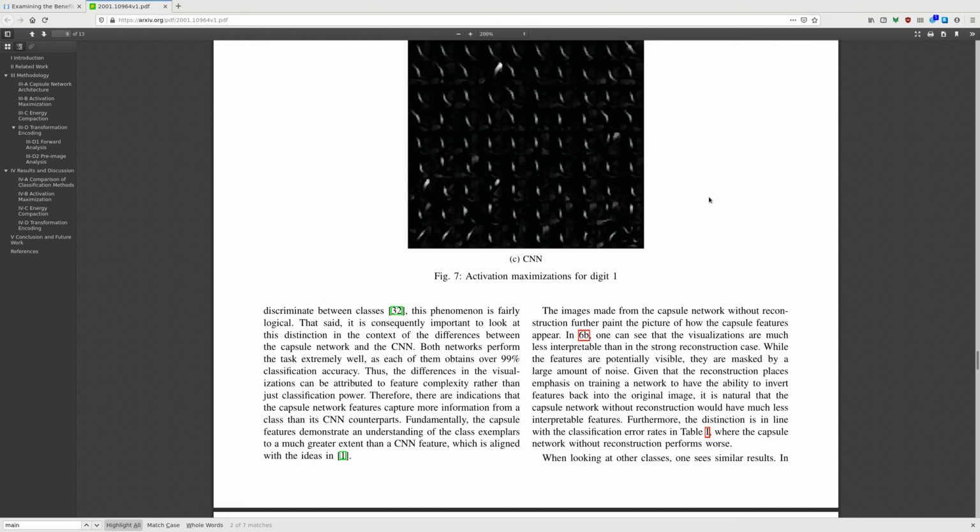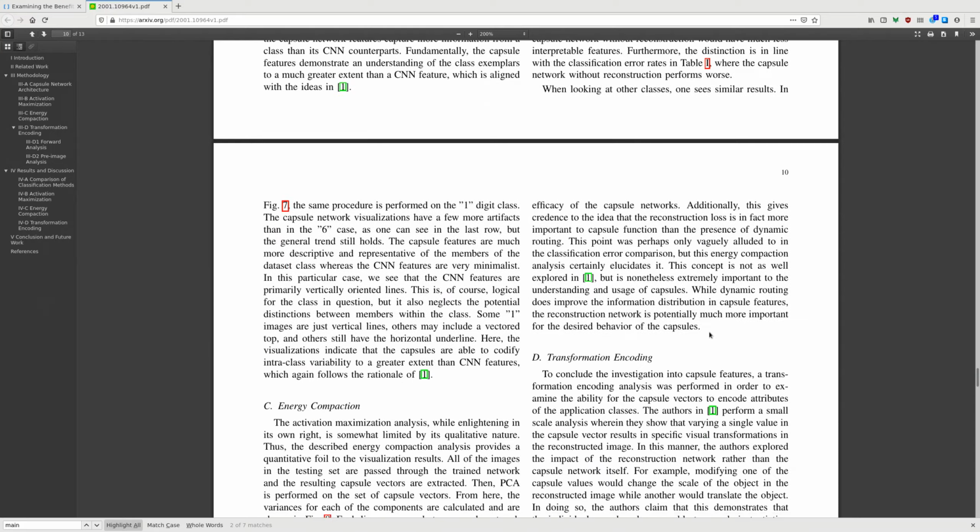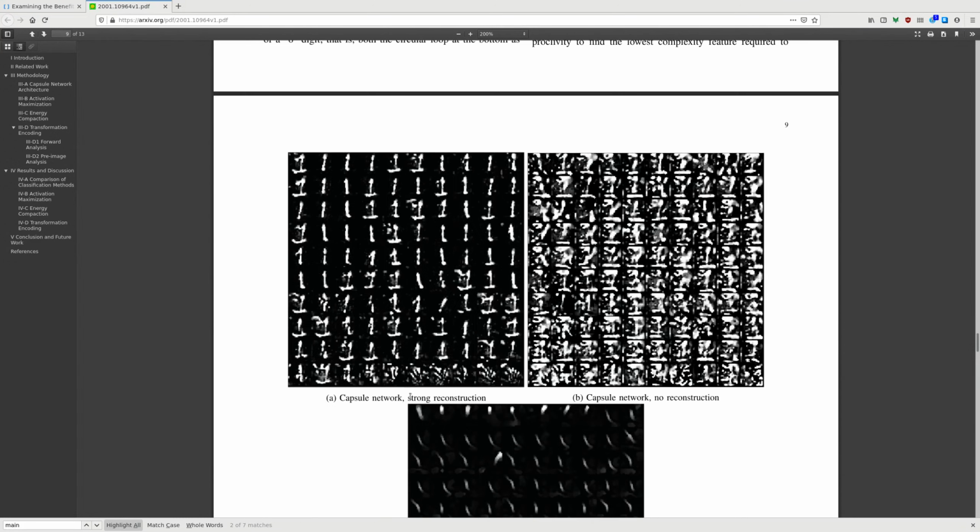That said, it's consequently important to look at this distinction in the context of differences between the capsule network and the CNN. Both networks perform the task very well, each obtaining over 99% classification accuracy. Thus, the difference in visualization can be attributed to feature complexity rather than classification power. Therefore, there are indications that the capsule feature space captures more information about a class than its CNN counterpart. Fundamentally, the capsule features demonstrate an understanding of the class exemplars to a much greater extent than the CNN features, which is aligned with the ideas in paper 1. Okay, I would like to find out what they mean here by the strong reconstruction.